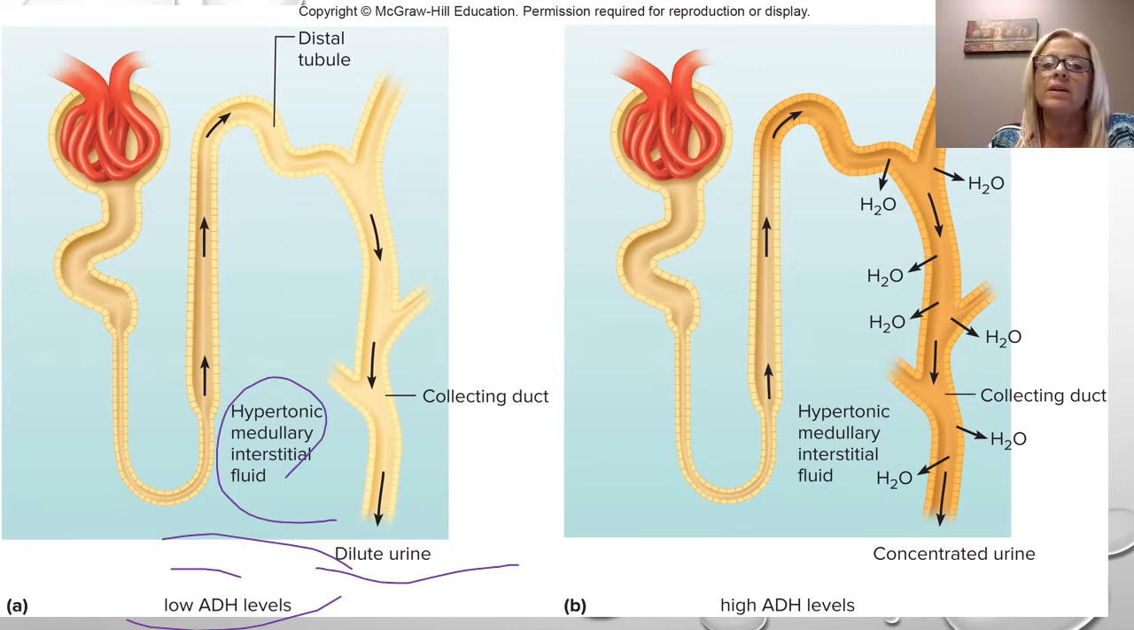So on the right here in B, we have higher levels of antidiuretic hormone, and the distal convoluted tubule and the collecting duct will become more permeable, allowing water to be reabsorbed into the interstitial fluid, concentrating that fluid on the inside, and then water will leave as concentrated urine. And so that tells us we need to let go of water, and so this is going to be more full of ions and things that we need to get rid of.